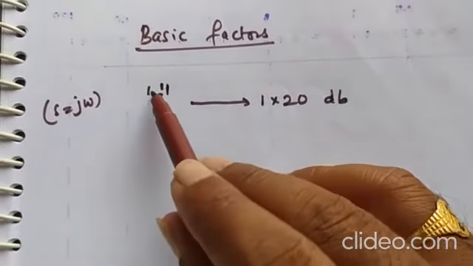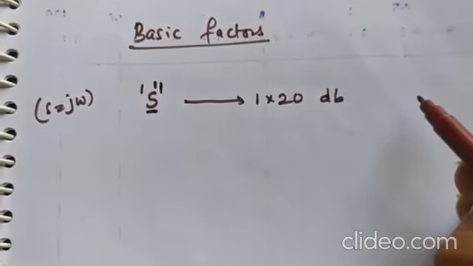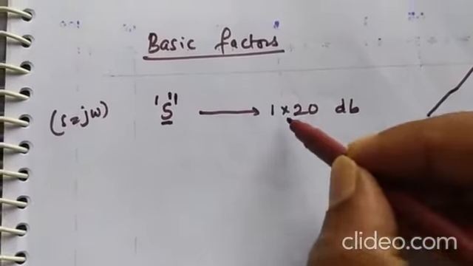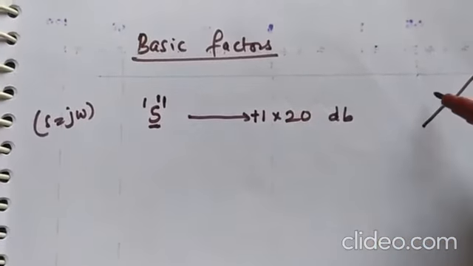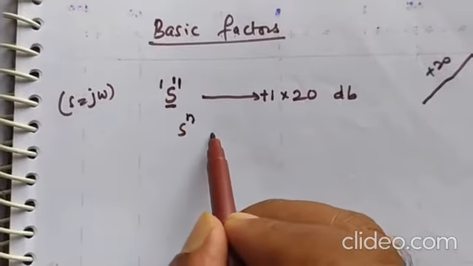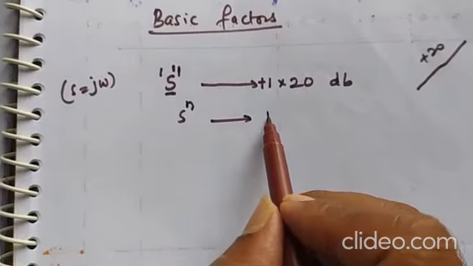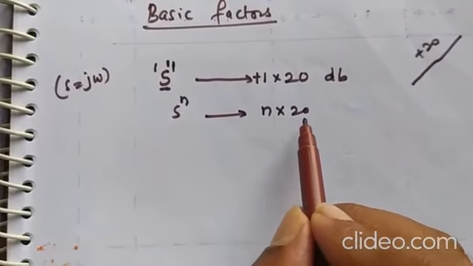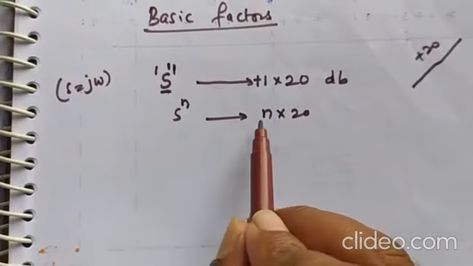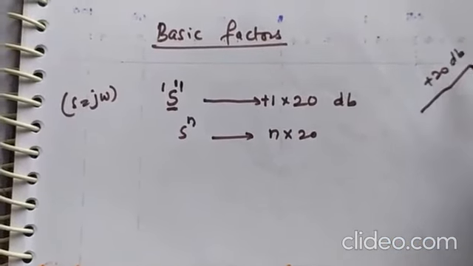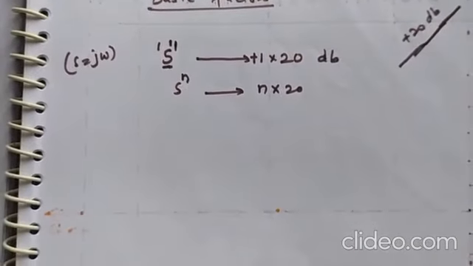Generally it is in the numerator, so simply you have to draw a line in the positive direction. This should be positive, it is plus 20 dB. Generally, if the power of S is N, simply remember N into 20 dB. So N equals 1 is 20 dB, N equals 2 is 40 dB, like that. It should be in the positive direction.